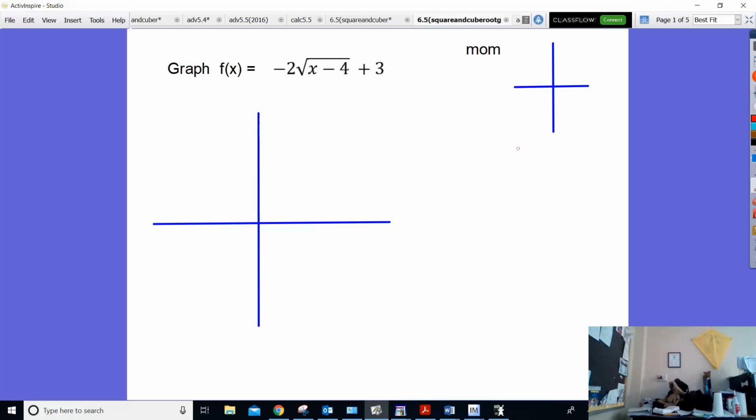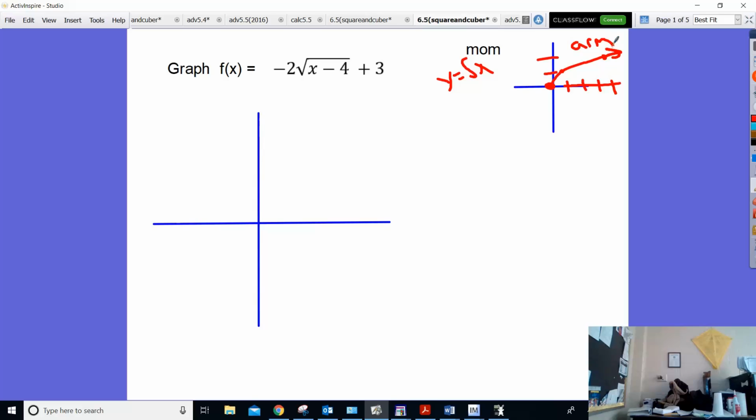Negative 2 square root of x minus 4 plus 3. Reduce to the square root of x. That's mom. So mom is y equals root x. Mom has 3 key points: 0, 0, because the square root of 0 is 0. What's another one? 1, 1. And 4, 2. Mom looks like an arm. We expect our child to look like an arm.